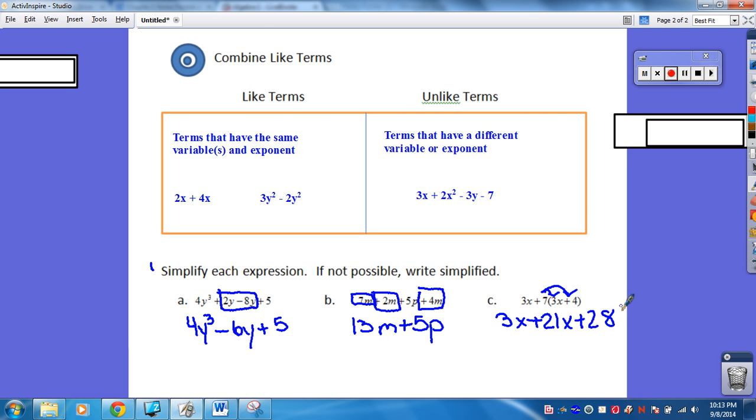Okay, now that I've done the distributive property and gotten rid of my parentheses, I'm going to look for like terms. I have a 3x here and then 21x. They both have x's not raised to a power, so I can combine them. 3 plus 21 would give me 24x plus 28. And that would be simplified because there are no more like terms.